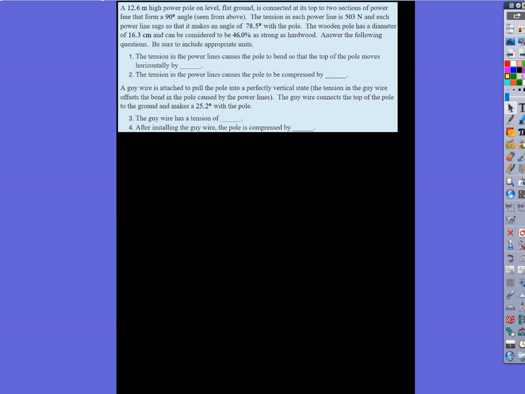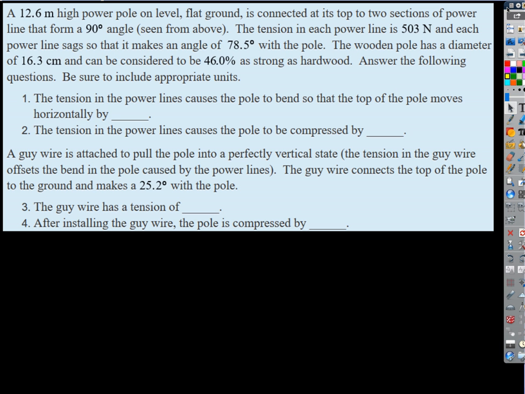Okay, let's look at this one. There's a lot going on with this. So we got this 12.6 meter high power pole on level flat ground. It's connected at its top to two sections of power line that form a 90-degree angle seen from above. So in other words, if this is the power pole, standing straight up, there's going to be two sections of line coming in like this. So seen from above, the wires connect to the pole, making a right angle. That make sense? Okay?